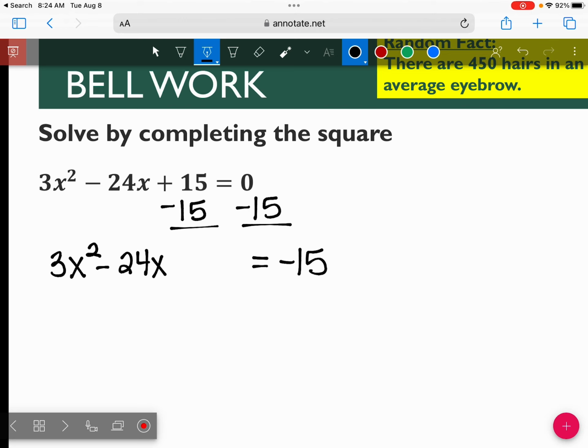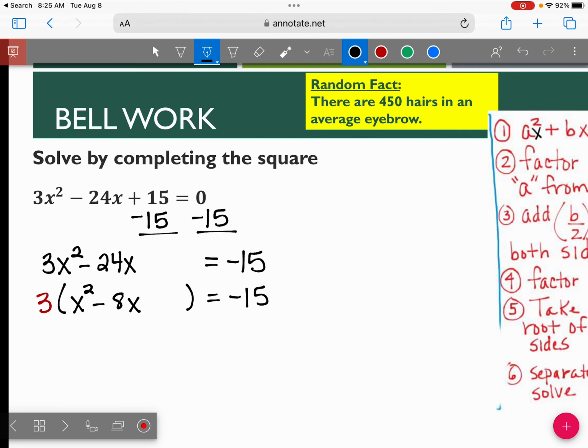Step number 2 is going to be to factor out that A value. So on the left, do you see how A is 3? We need to take the 3 out, but I'm only dividing these 2 terms by 3. I'm not going to divide this negative 15 by anything. I'm only dividing these 2 terms that you see on the left by 3. So that gives me 3, and then x squared minus 8x, and that equals negative 15.